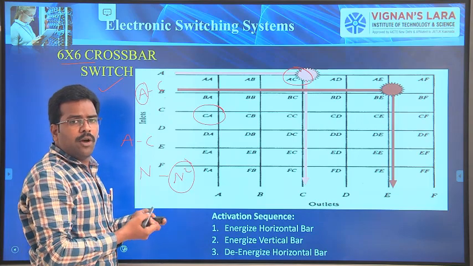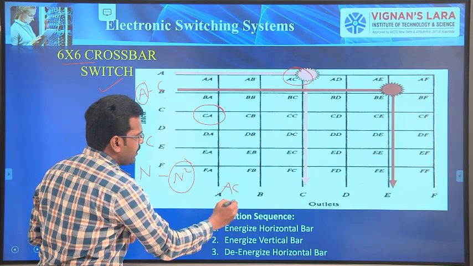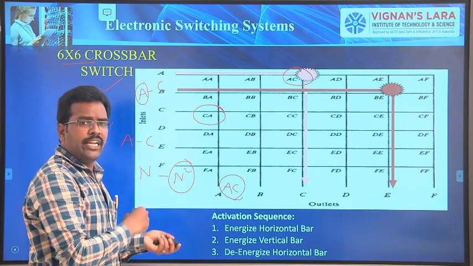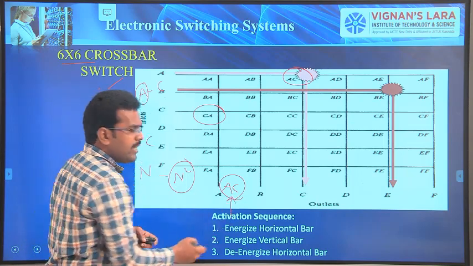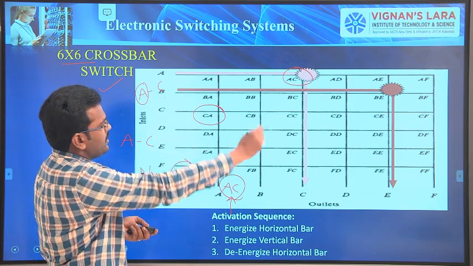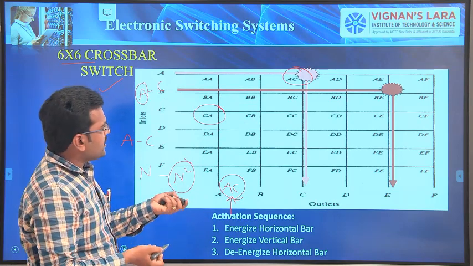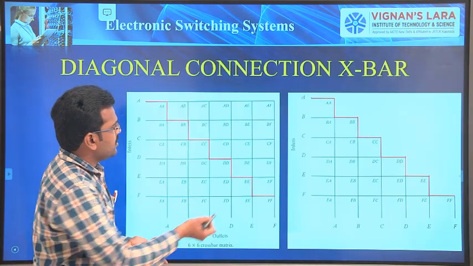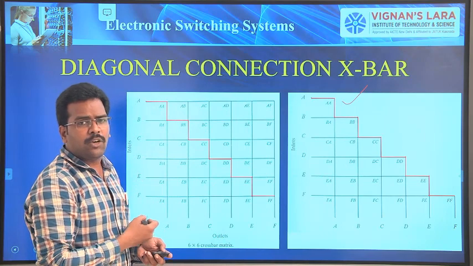To overcome the above problem, we are trying to use a single switch AC, irrespective of the subscriber who is initiating the call. Whether A is initiating or C is initiating, we are going to use only one cross point, that is AC. If you apply this methodology, the entire switching matrix is reduced to half. You can call it a diagonal connection. So this is the diagonal connection after removing the undesired cross points.